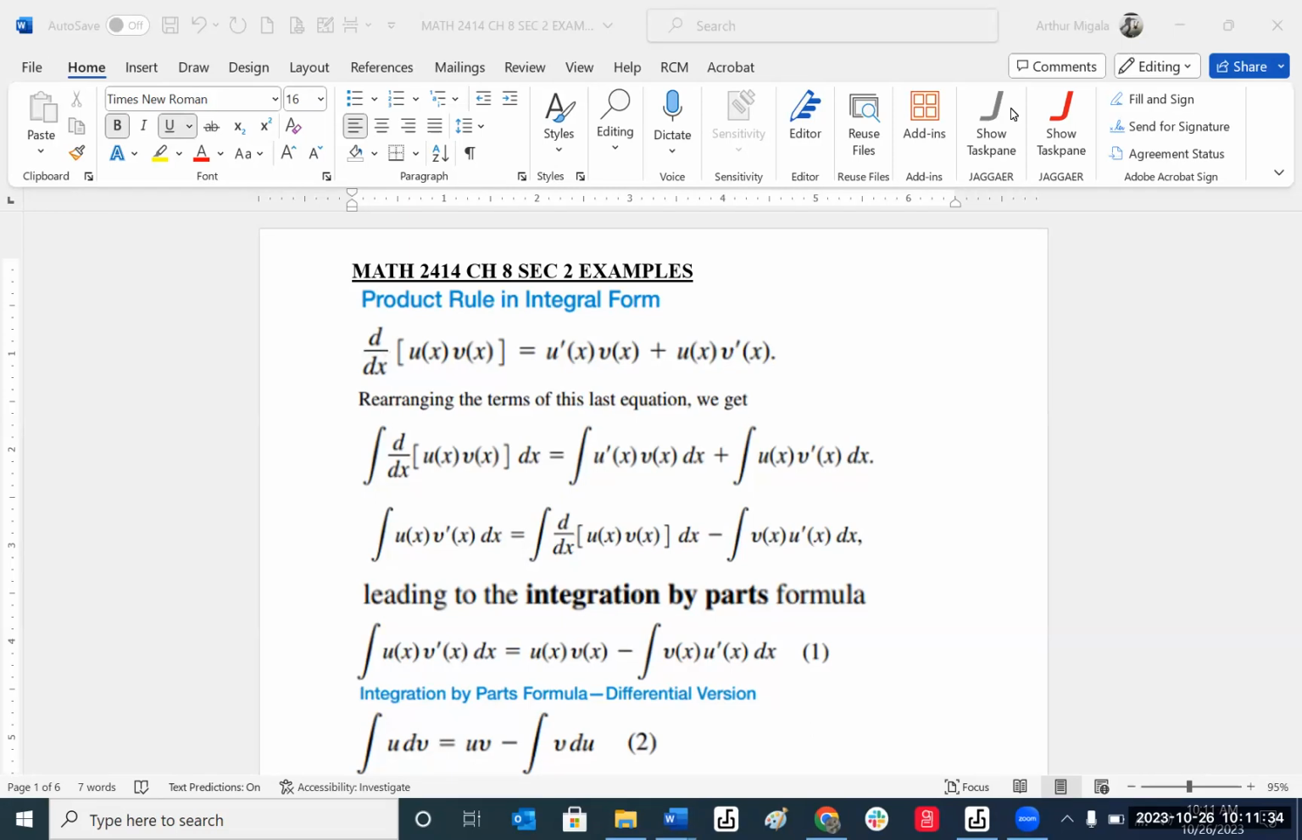4:14. Today is day 18. It's the end of the 9th week.